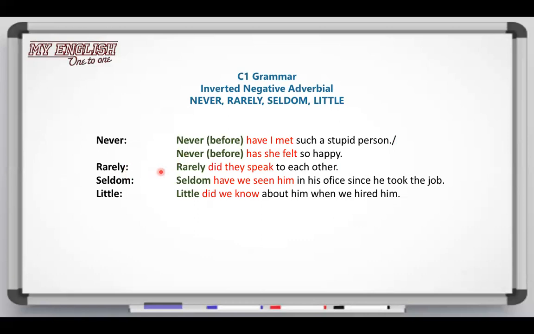Let's check with rarely. Rarely did they speak to each other. All right. Seldom. Seldom have we seen him in his office since he took the job. And finally, little. Little did we know about him when we hired him. All right. So as you can see, basically, this is what we've been saying. You start with the adverb, and then you present the sentence in a question format or in an inverted format.